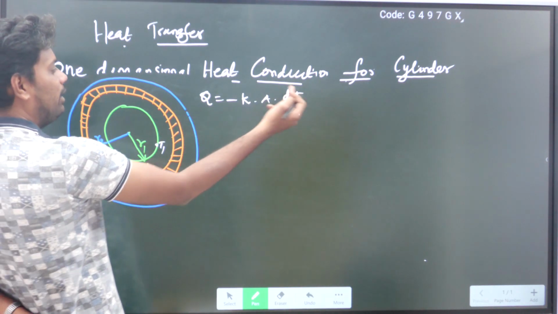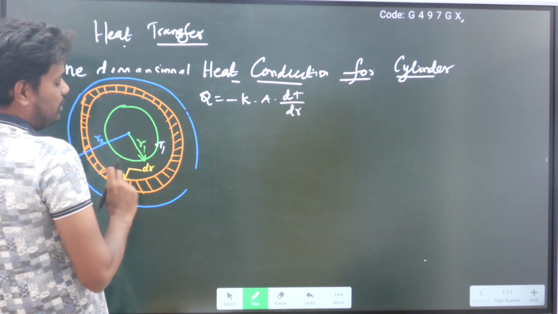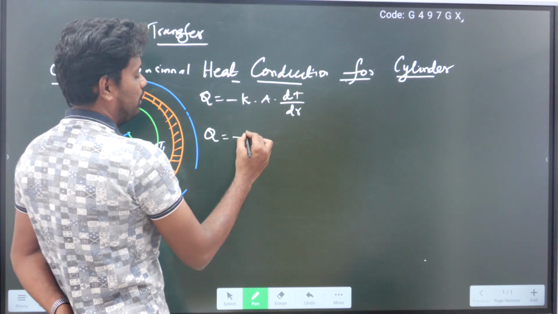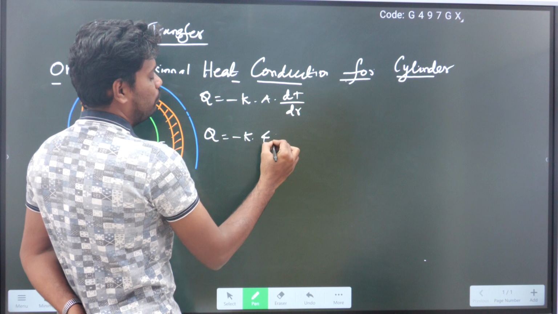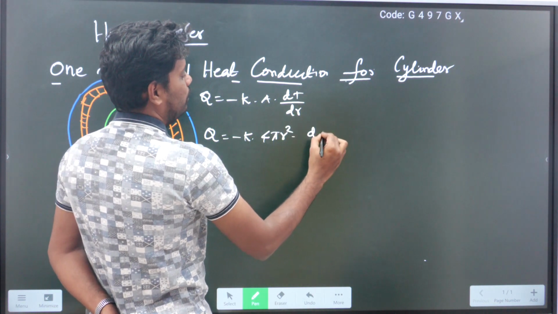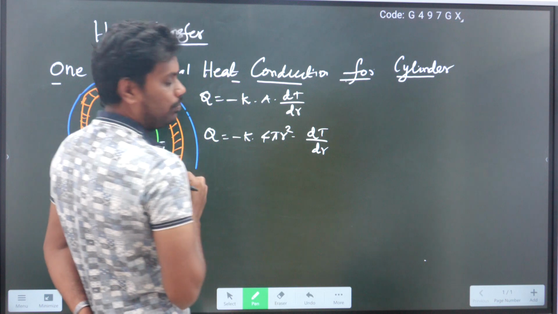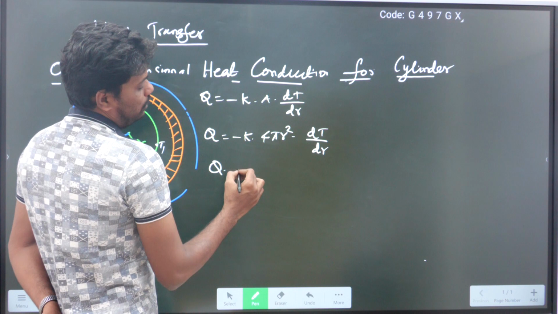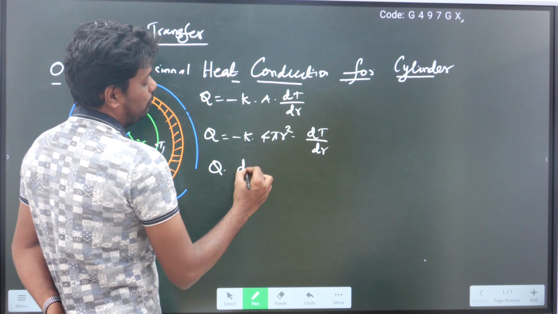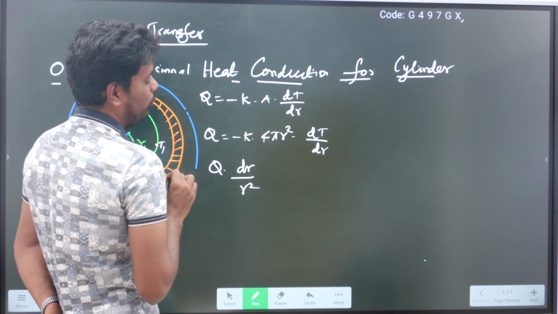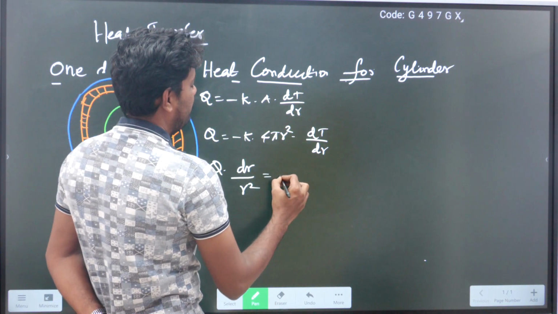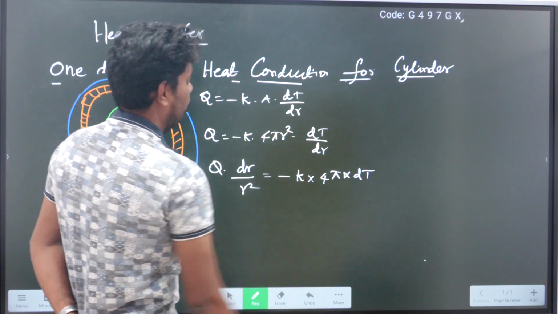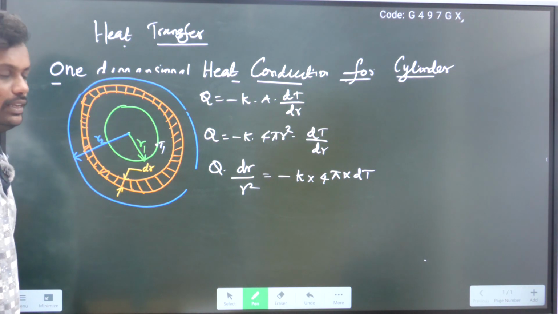Q is equal to minus KA into dT by dr. So this dr is the change in radius here. Again, here I will write the area of the sphere: minus K into the area of the sphere, which is 4 pi r squared, into dT by dr. Now what can I do? I can take this Q into dr by r squared equal to minus K into 4 pi into dT. May I take it like this? Yes, I can.